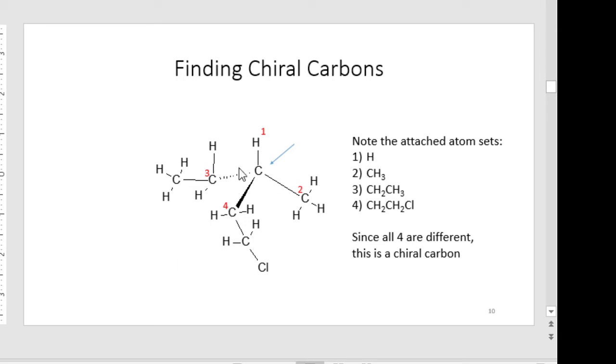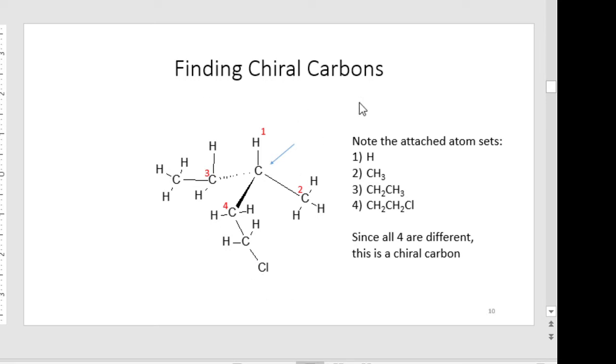So it's got an H attached to it. It's got a CH3 over here, so I've got them numbered, right? So this is number 2 over here. And then over here it's got a CH2CH3, which looks a lot like this one. This is a CH2CH2, but because this has a Cl, it's different than that one.